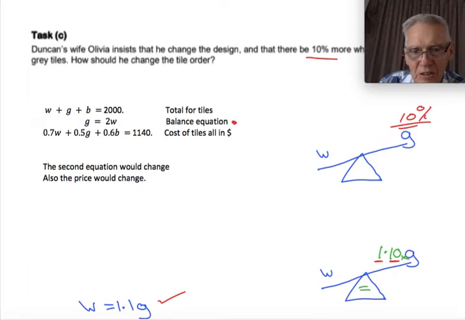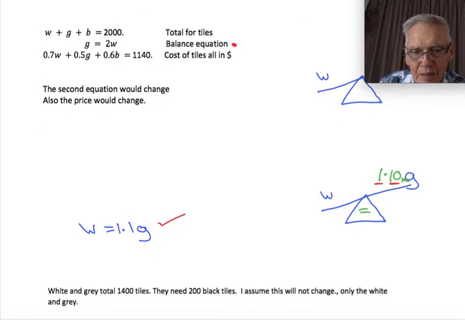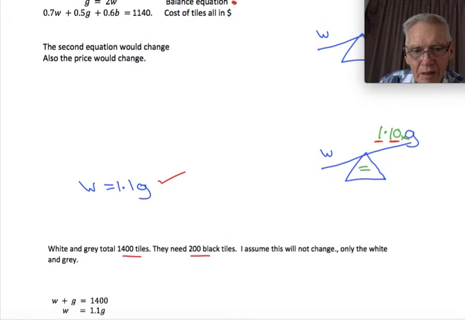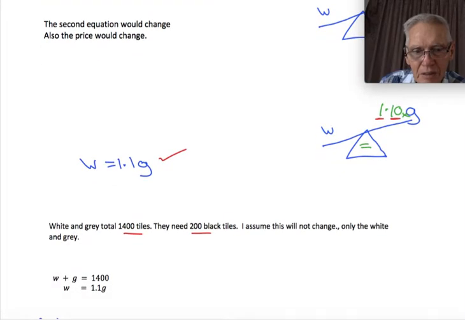Now this here really requires a little bit of knowledge of fractions and decimals and percents, mainly percent increase. So white and grey tiles, they total 1,400. We know they need 200 black tiles. I assume this will not change because they're tiling the bathroom. They have these conditions. They need a fixed number of tiles. Only the white and grey, the black tiles will not change, just the white and grey ratio. So I'm going to assume that, and I put what I assume.